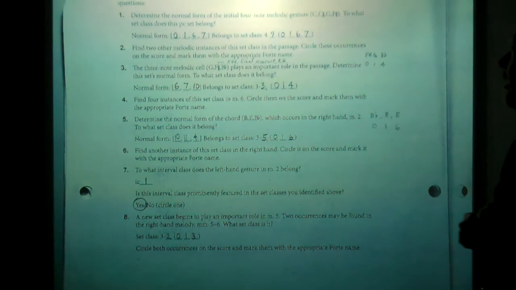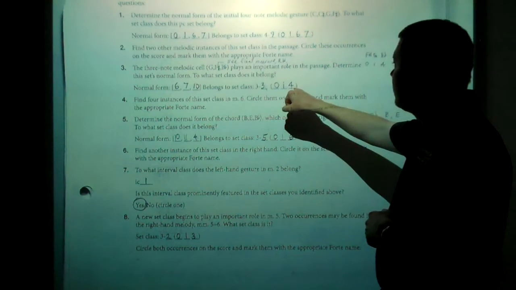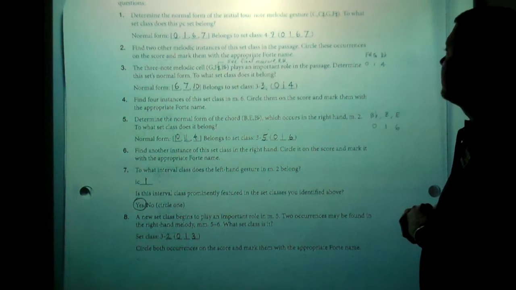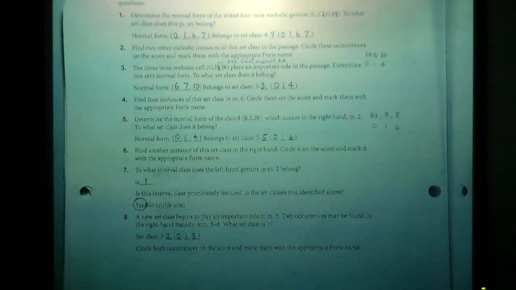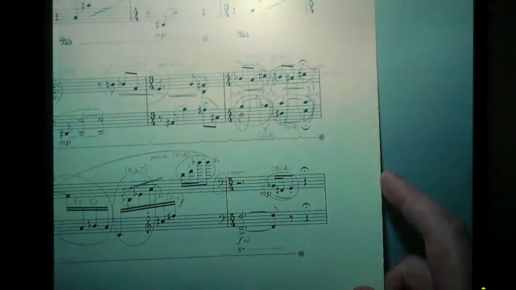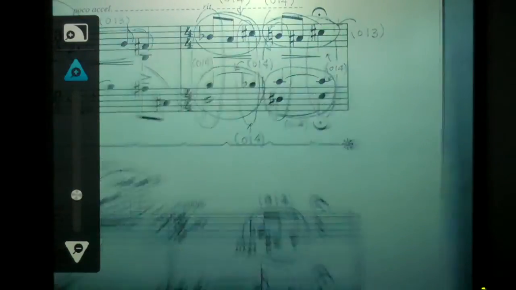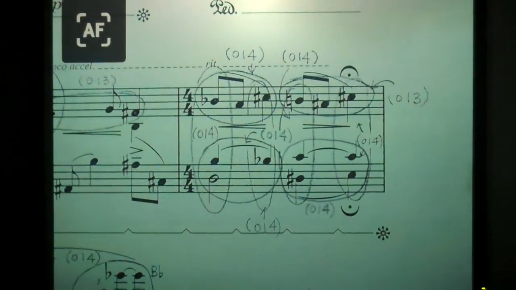Question number 4 tasks us to find 4 instances of this set class, 0, 1, 4, in measure 6 alone. Circle them on the score and mark them with the appropriate Forte name. Again, you do not need to use the Forte name. You can just mark them on the score using the prime form of the set, which is 0, 1, 4. If I zoom in on measure 6 of the piece, there are more than 4 instances of set class 0, 1, 4 there.